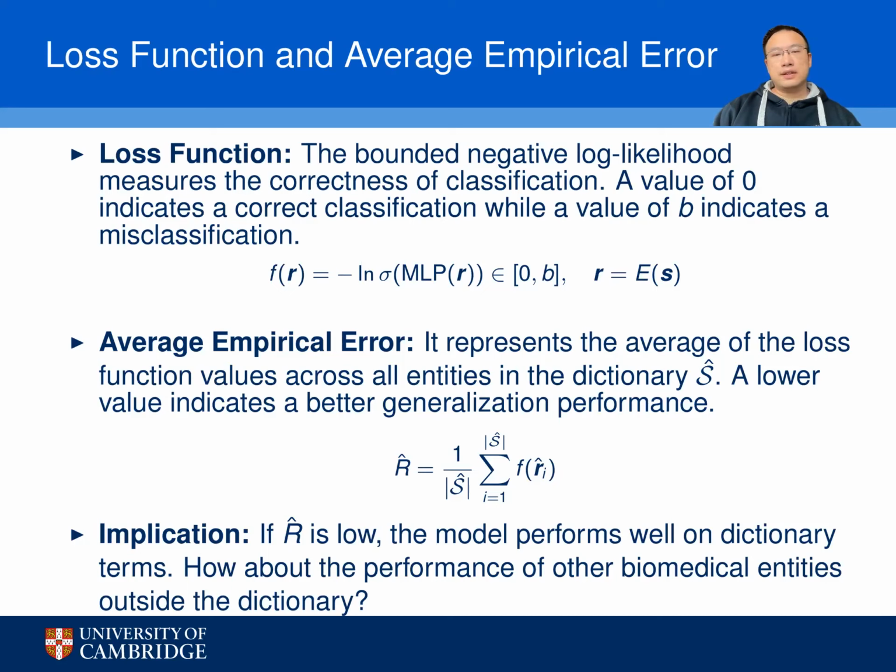The loss function is defined as the first equation. It is a bounded function between 0 and a positive number b. Then we can define the average empirical error. It represents the average of the loss function value across all entities in the dictionary S hat. So if R hat is low, the model performs well on dictionary terms. But a question arises: how about the performance on other biomedical entities outside of the dictionary?